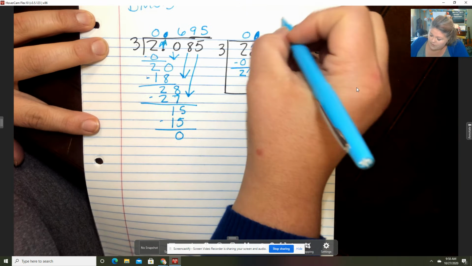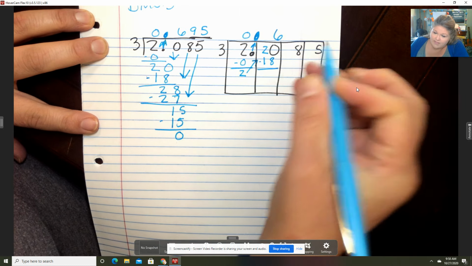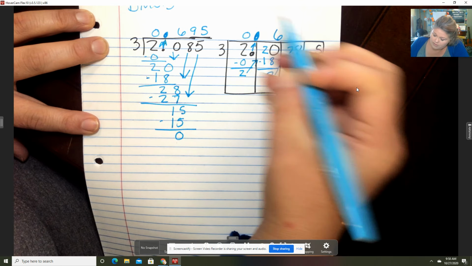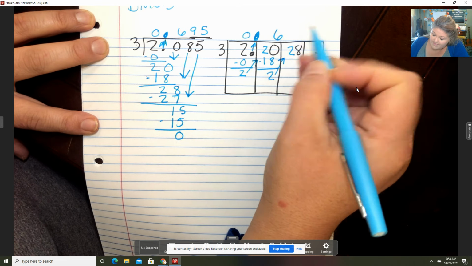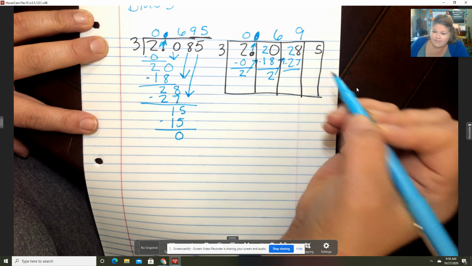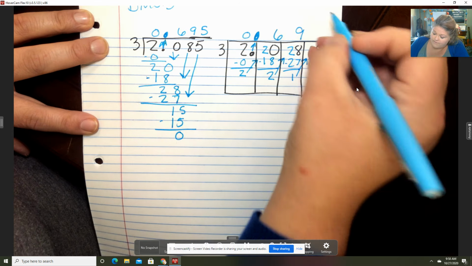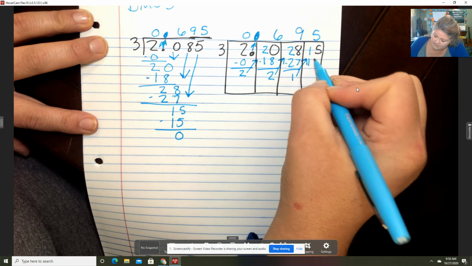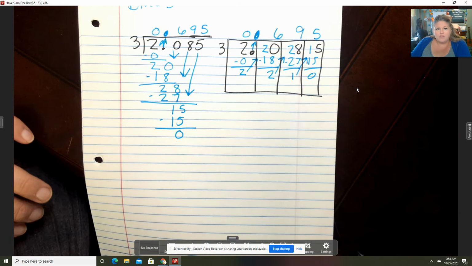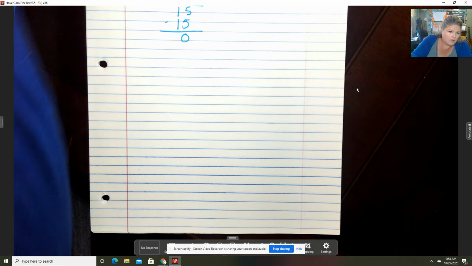So we said 3 will go into 20 6 times. 6 times 3 is 18. I subtract that, and that is going to be 2. Bring up your 2. 3 will go into 28 9 times. 9 times 3 is 27. Subtract that, and that's going to be 1. Bring that up. 3 goes into 15 5 times. 5 times 3 is 15, and that is 0. Both are the right answer, just 2 different ways to do it. All right, let's do one more.